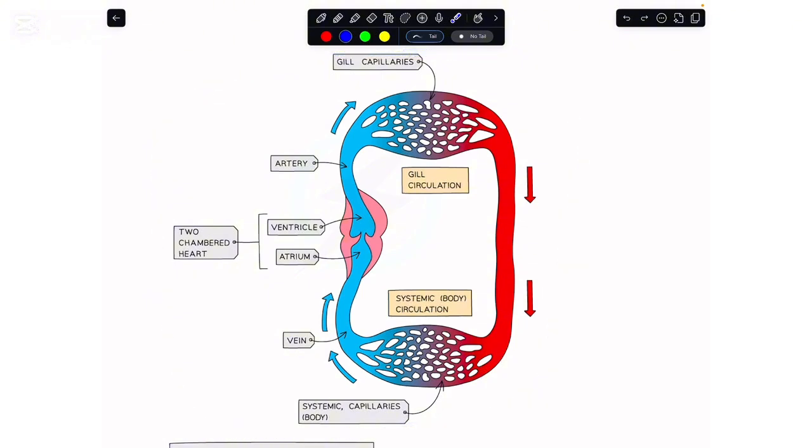I hope you are clear with the double pump and single pump circulation, the heartbeat, and why there is a difference in the thickness of the heart chambers. So see you in the next class.